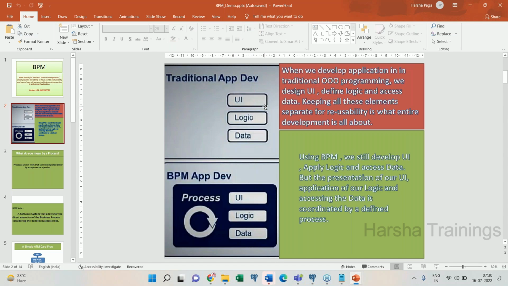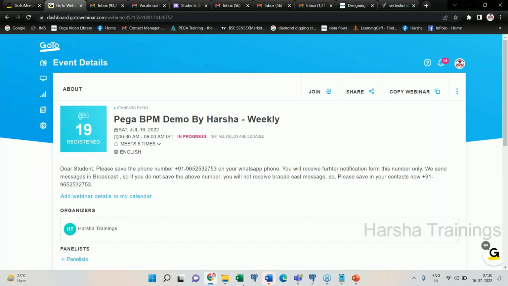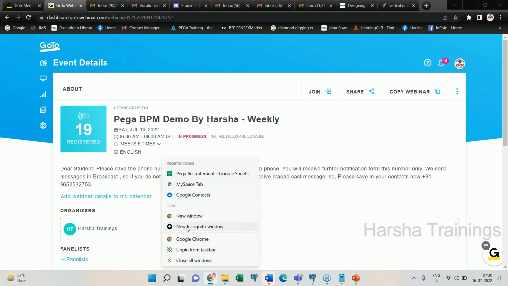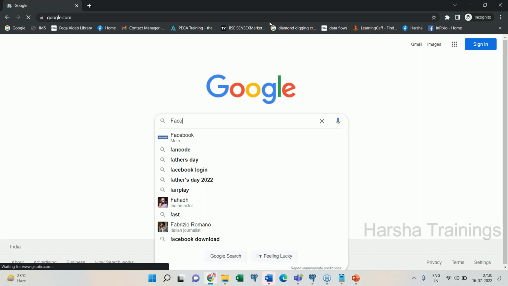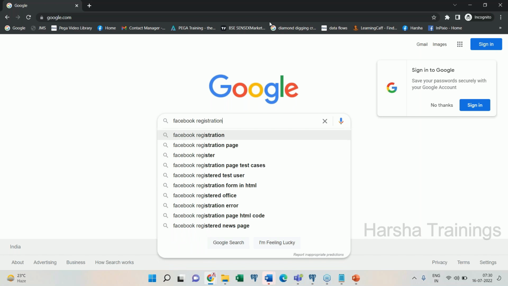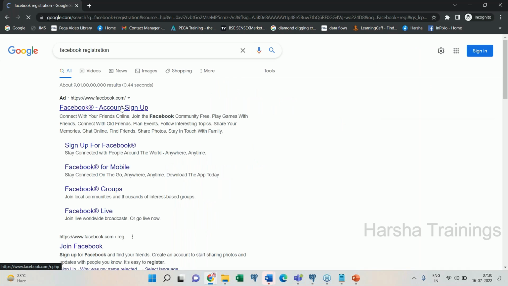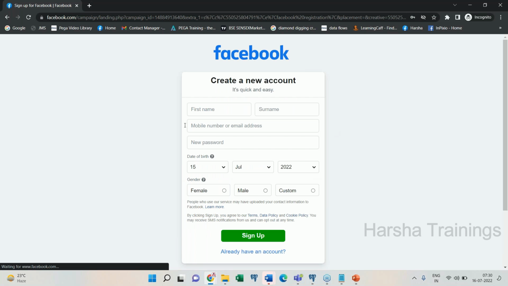In the traditional application development of any technology you take, including object-oriented programming, we have a user interface layer, a business logic layer, and a database layer. Suppose you go here, let me take you through this. Here you go, google.com, Facebook registration page, the account sign up page.